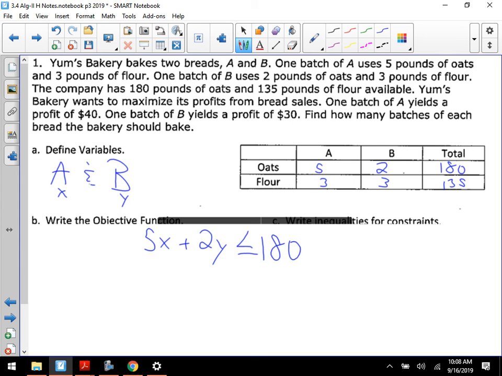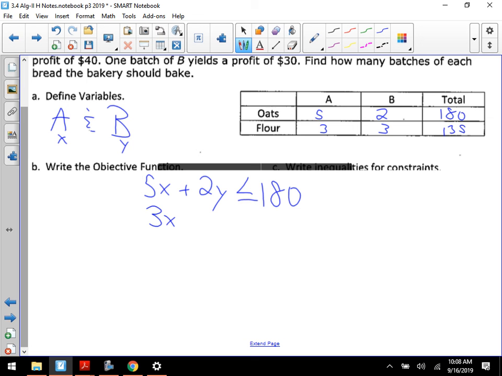Okay. And then the other one was flour, was what, 3, 3, and 135? 2, 3.